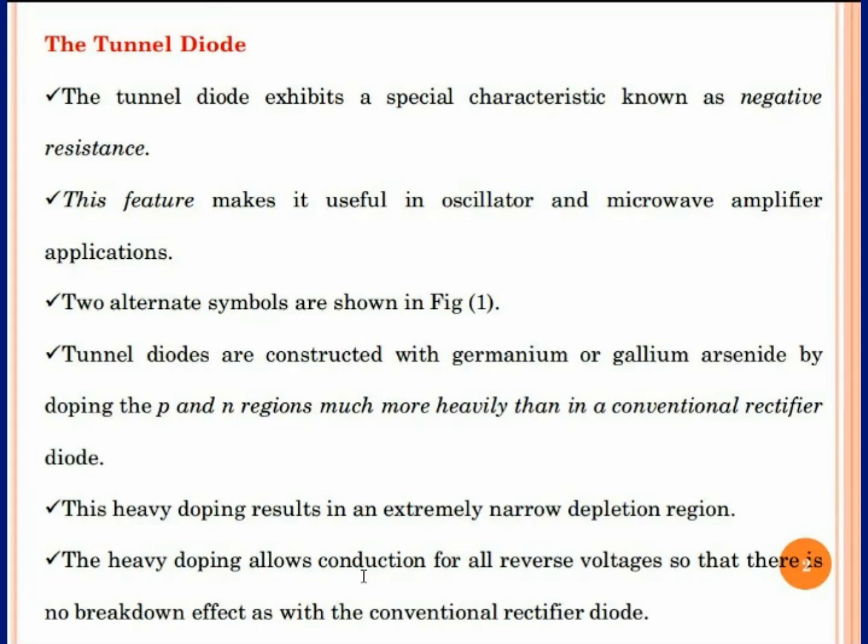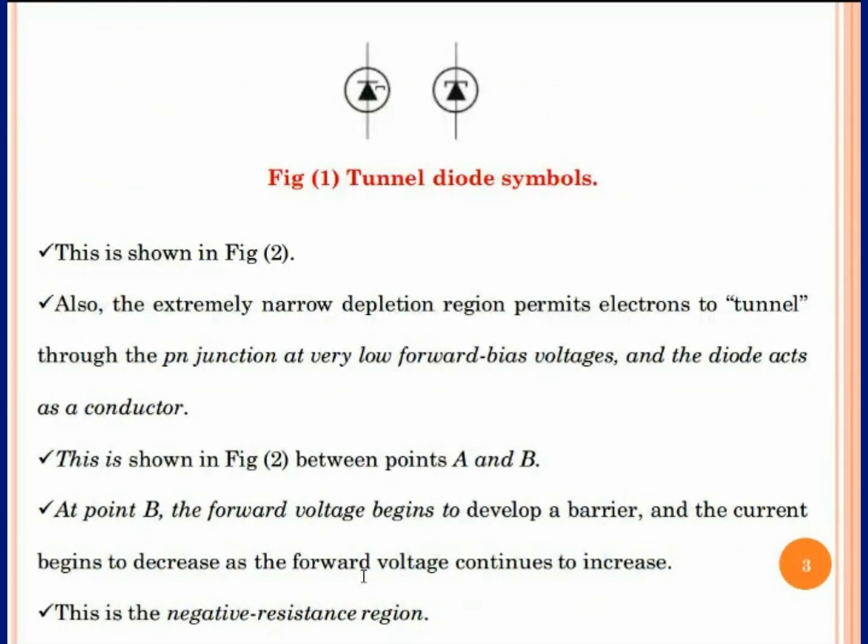This process is possible when the depletion region width is very narrow, because we are already using heavily doped systems, with heavy impurities. We know that the depletion region is narrow, so that results in the electrons tunneling through these diodes at the barriers. So these are the two symbols, and the extremely narrow depletion region permits electrons to tunnel through the PN junction at very low forward bias voltage, and the diode acts as a conductor.